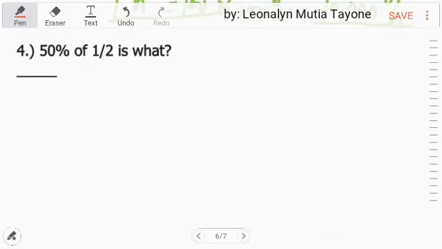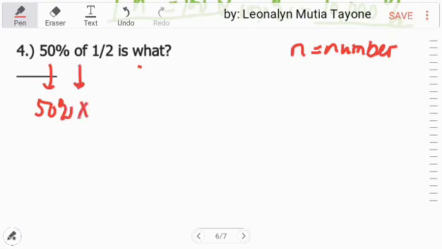Number 4. 50% of 1/2 is what? Is what? Let n be that number. Ngayon, 50% of multiplication yan siya. Kopyahin si 1/2. Ang is ay equal yan siya of what number? Let n be that number.